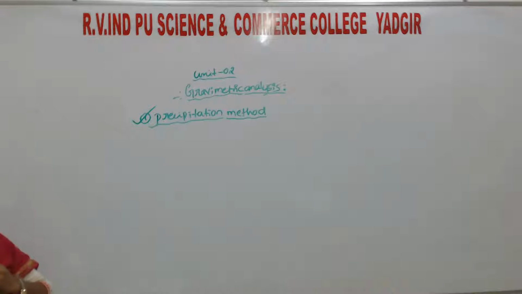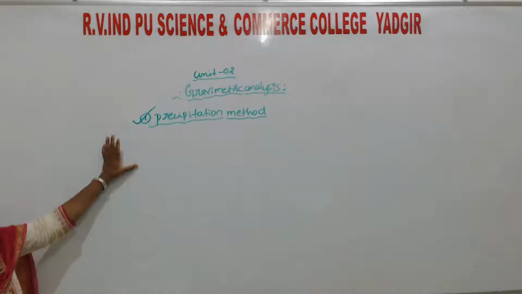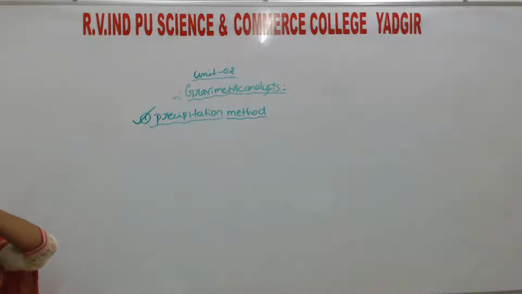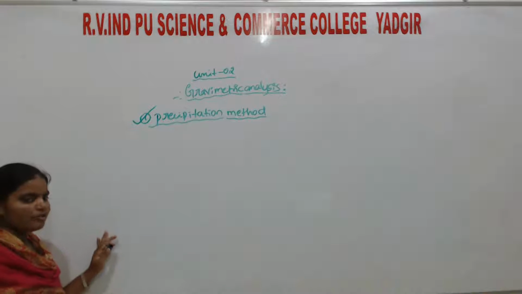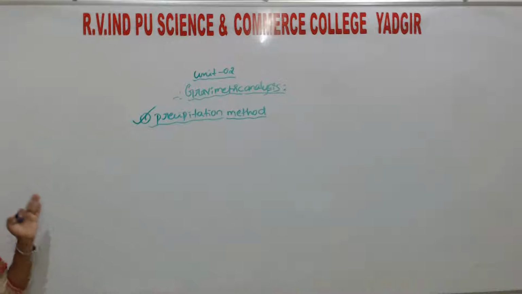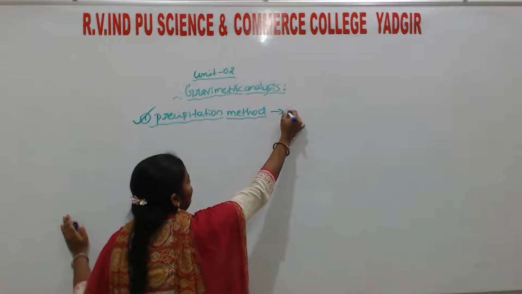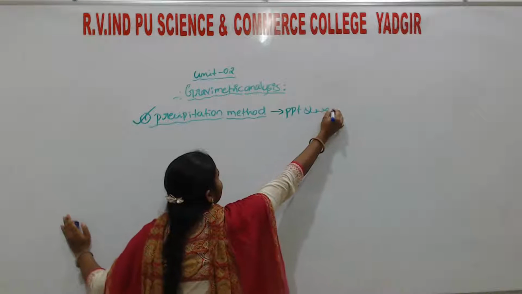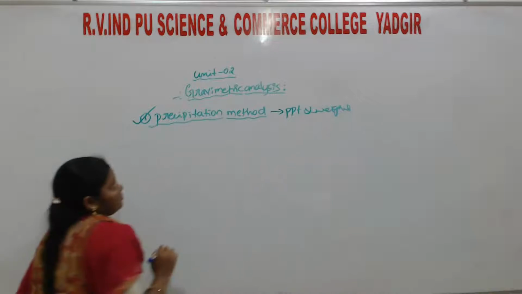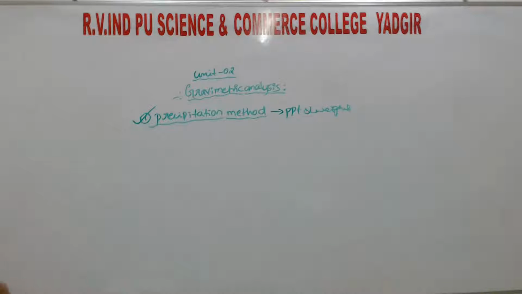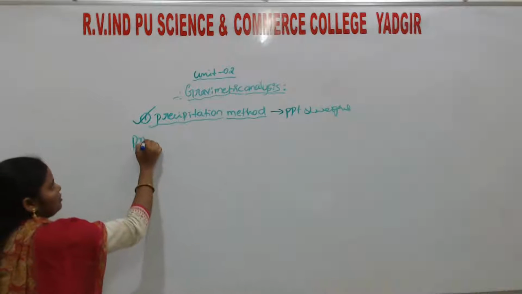The precipitation method is the most important method in gravimetric analysis. The constituent being determined is precipitated from solution, and the precipitate is separated and weighed. Any solution you take, you add a suitable reagent, a precipitate is formed, and the precipitate is weighed.